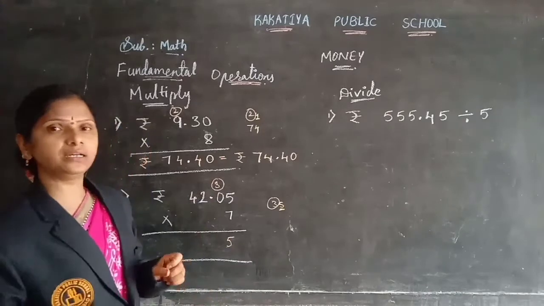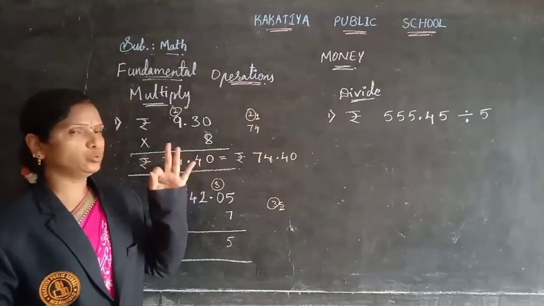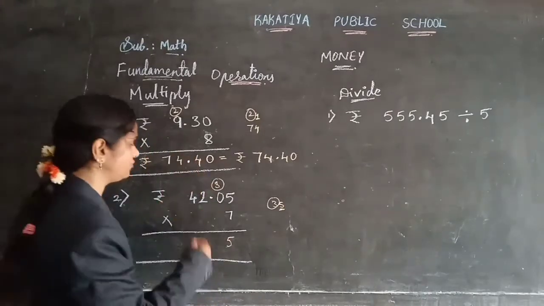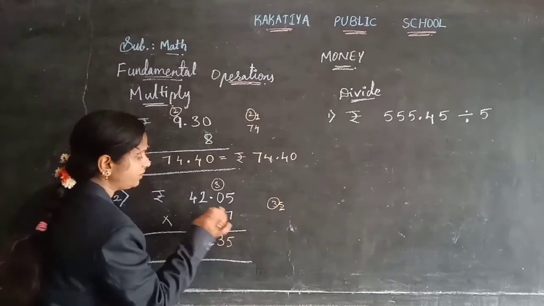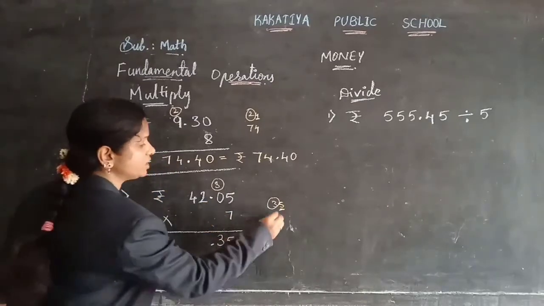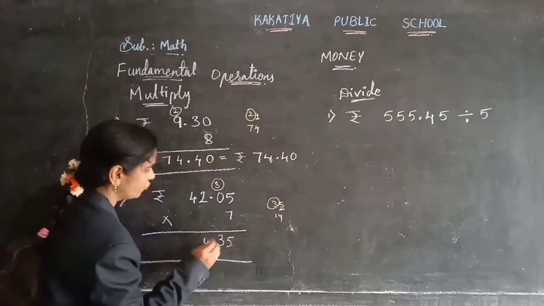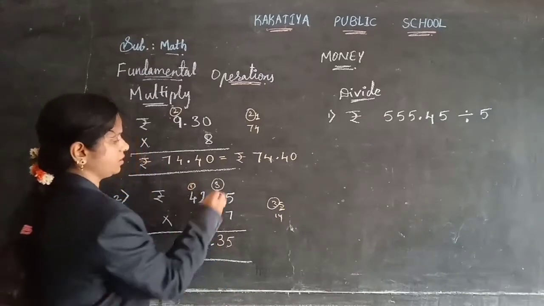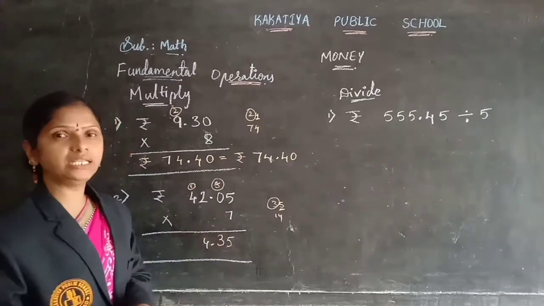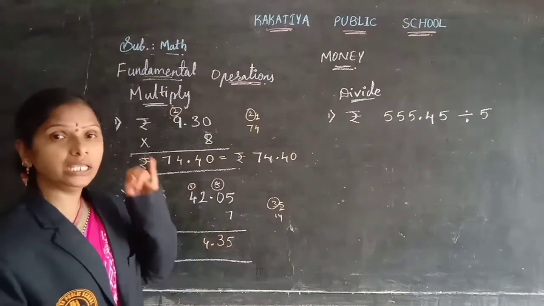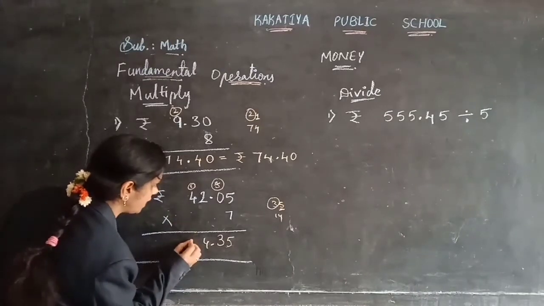Now we need to multiply. 7 zeros are 0. 0 plus 3 is 3 itself, children. So 3 I am writing here. Next, 7 twos are 14. 14 is a 2 digit number, no, children. So 4 here and 1 carry here. After this you can cancel this. Now 7 fours are 28. 28 plus 1, 29. Okay, so 29 I am writing here.